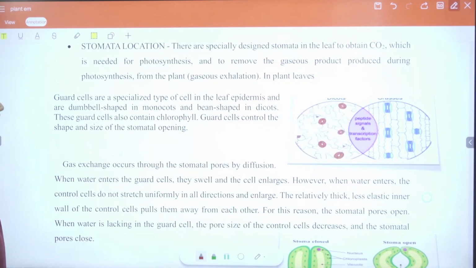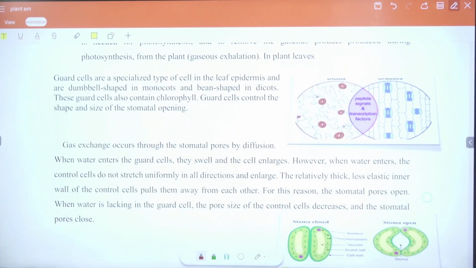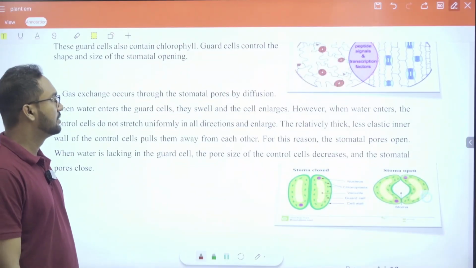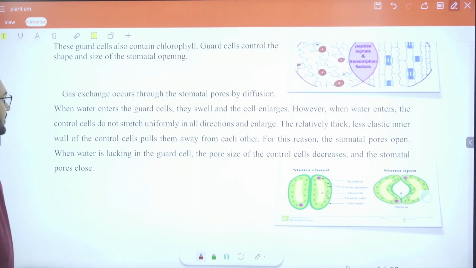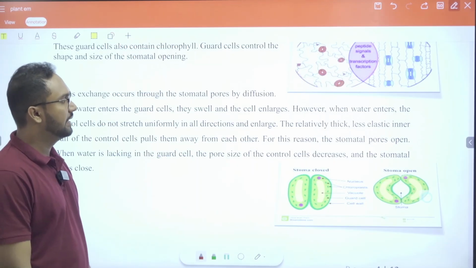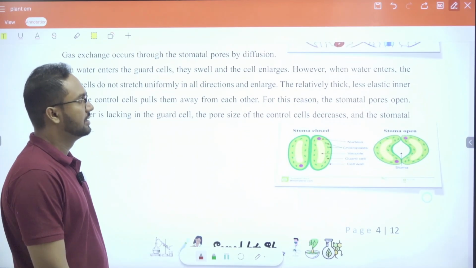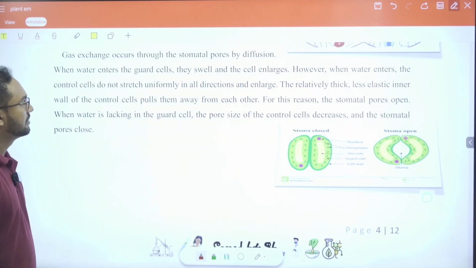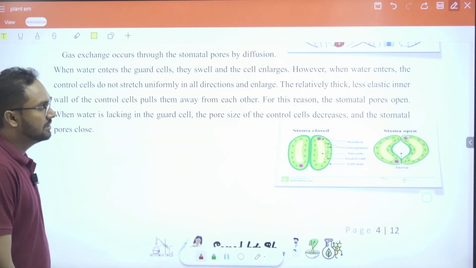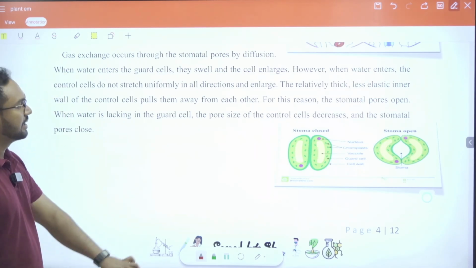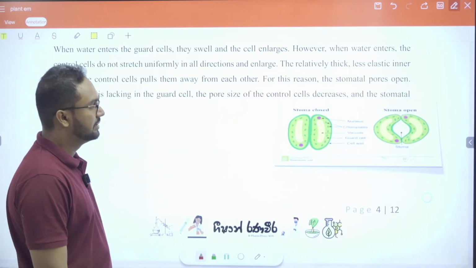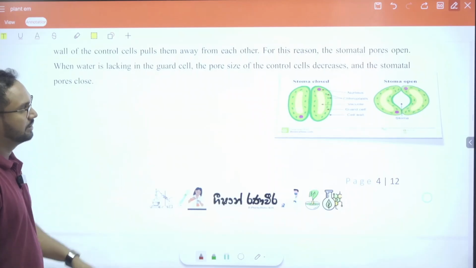The guard cells are a specialized type of cell in the leaf epidermis and are dumbbell shaped in monocots and bean shaped in dicots. These guard cells also contain chlorophyll. Guard cells control the shape and size of the stomata opening. Gas exchange occurs through the stomata pores by diffusion. When water enters the guard cells, they swell and enlarge. However, the guard cells do not stretch uniformly in all directions. The relatively thick, less elastic inner wall of the guard cells pulls them away from each other. For this reason, the stomata pores open. When water is lacking in the guard cells, the guard cells shrink and the stomatal pores close.